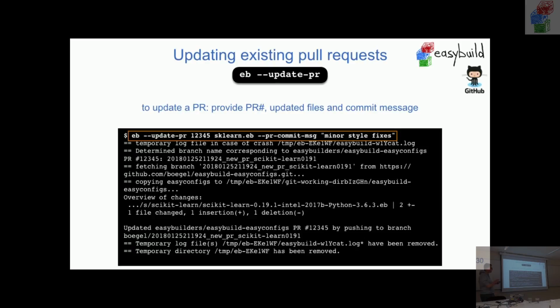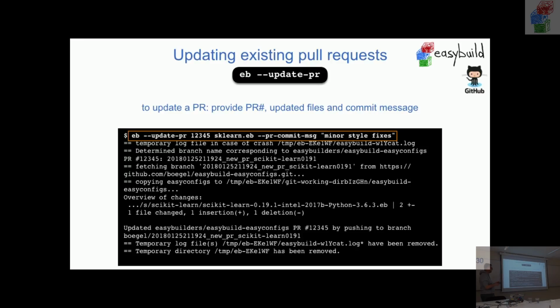Very similar. Updating an existing pull request works very similarly. You give it the number of the existing pull request, the easyconfig file to add, and this may be one that exists already, so you just change a couple of things. You give it a sensible commit message. So in this case, you have to give it a commit message yourself. It won't make any guesses of what was changed.